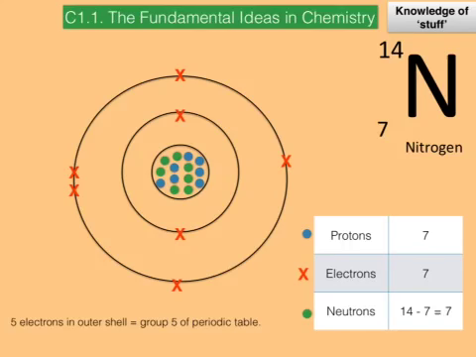Just while we're looking at the electronic structure and linking it back to the periodic table when we talked about how those different elements were arranged by their properties, well, the number of electrons in the outer shell determines which group it goes into. So in this case, I've got 1, 2, 3, 4, 5 electrons, and because I've got 5 electrons in the outer shell, it goes into group 5 of the periodic table.